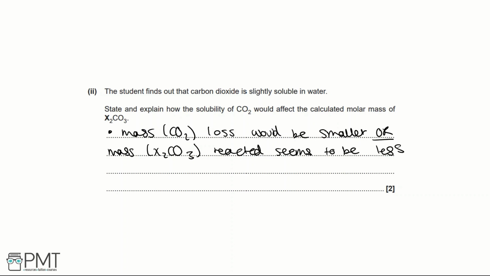Then if we look at our second marking point, so our second bullet point, that is that the molar mass would be greater. So that's how you get your second mark for this question. Molar mass would be greater.